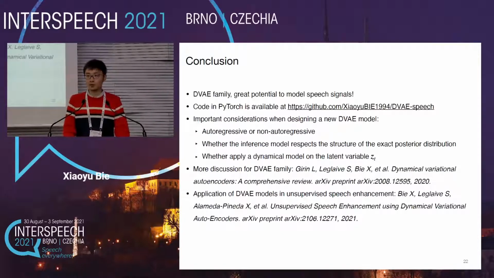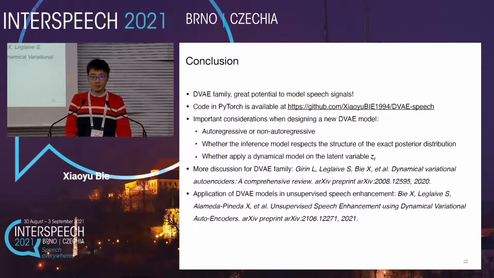And for the one who wants to have a quick try of the DVAE models in speech modeling, we have made our code available to the public. All the DVAE models are re-implementations in PyTorch based on their source code and the paper presentation. And if you want to design your own DVAE model, you may try to think about the three properties during your design. So whether you want to use an autoregressive DVAE or non-autoregressive, whether you want your inference model to respect the structure of the exact posterior distribution, and whether you want to apply a dynamical model on the latent variable.